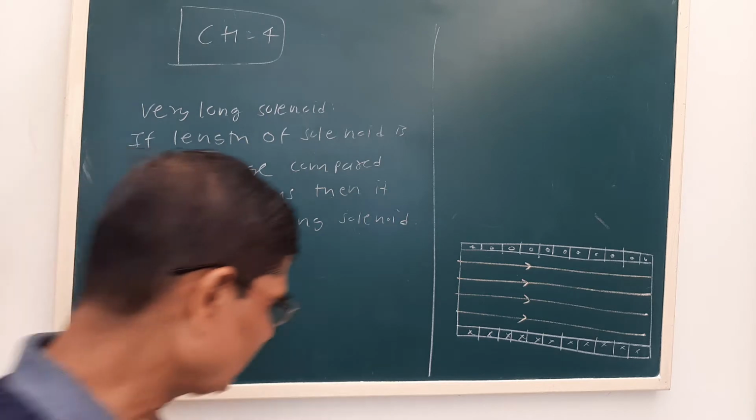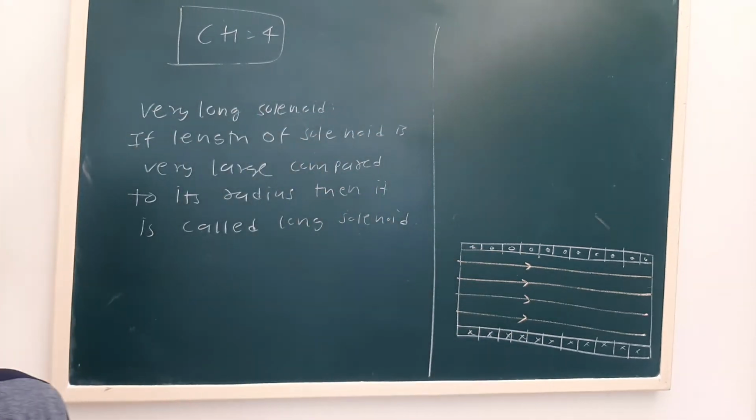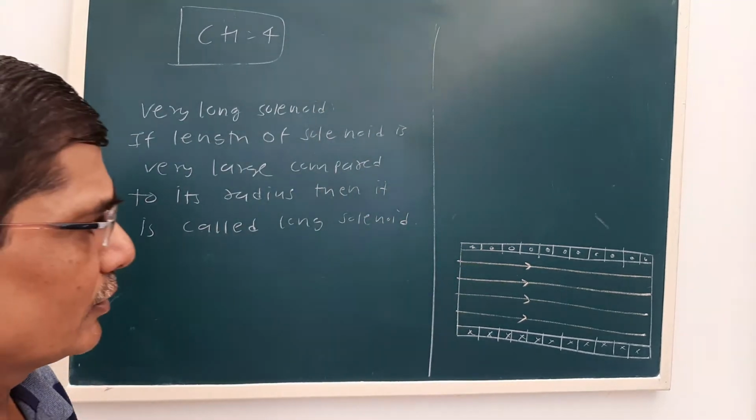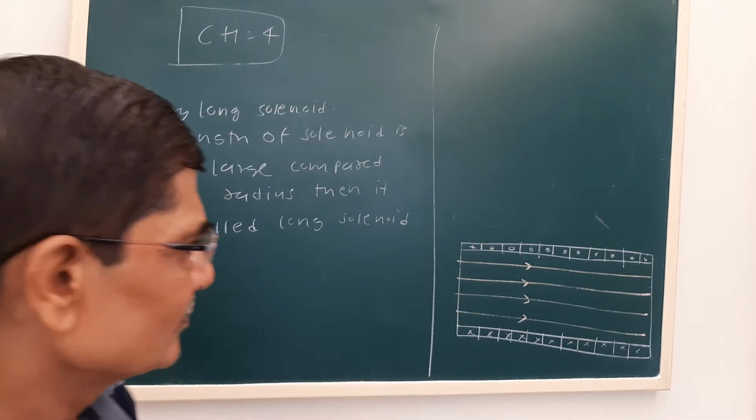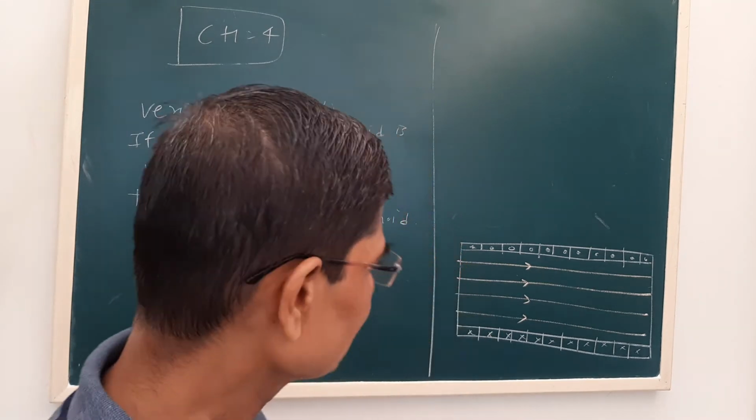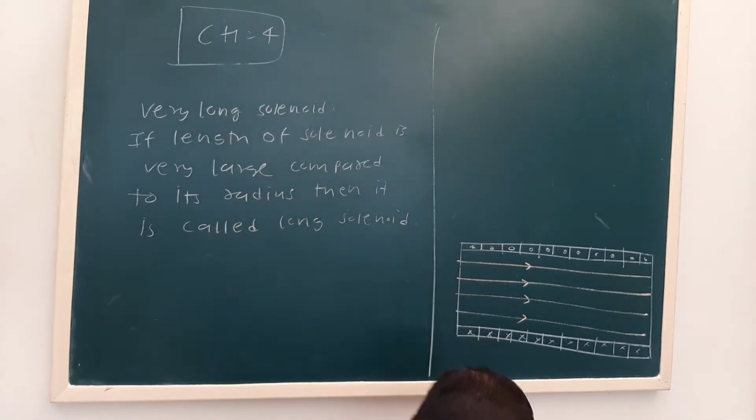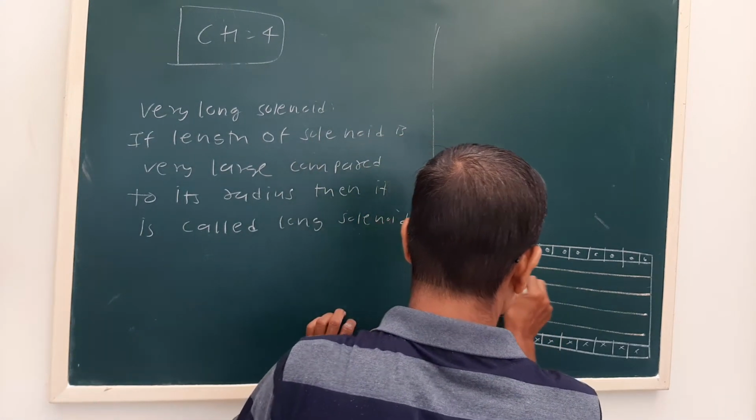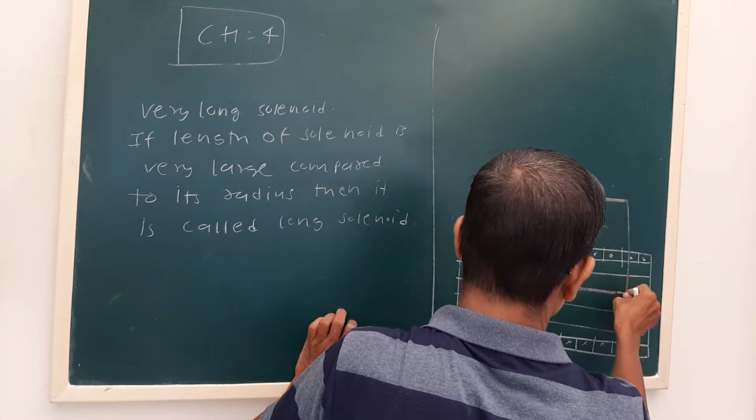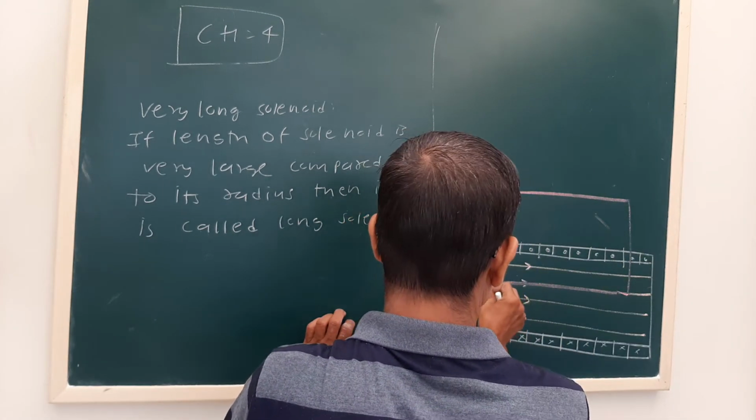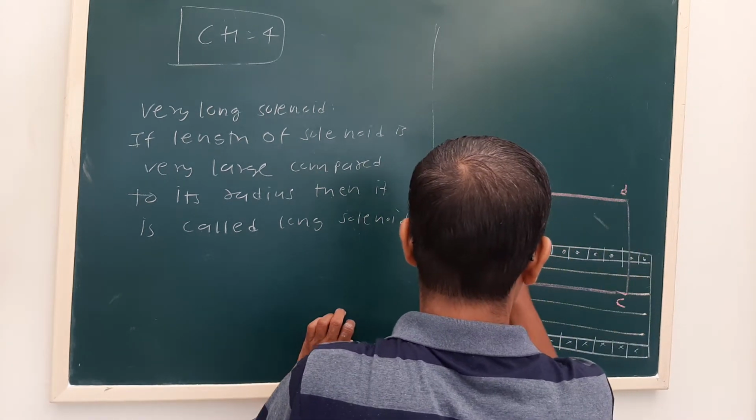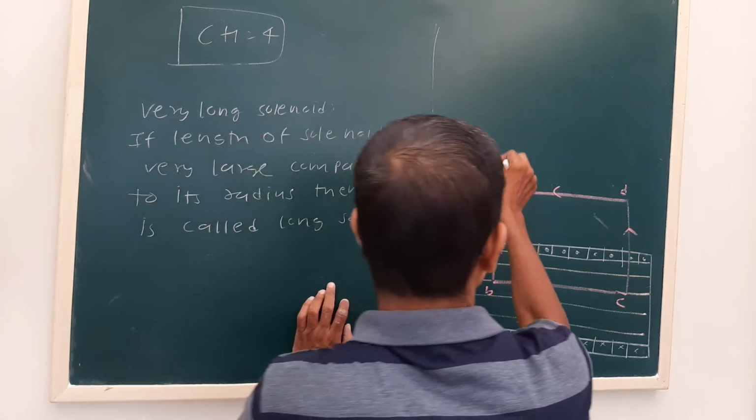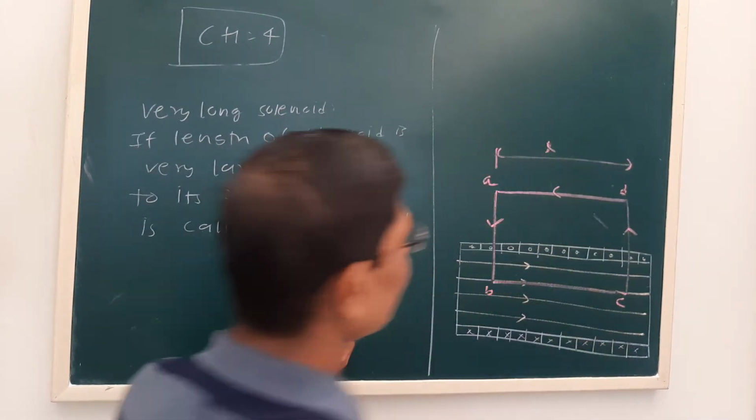Now this is a cross section of a solenoid. We have seen that inside a very long solenoid, a uniform magnetic field exists, that is, the field lines are parallel. Now we have to use Ampere's circuital law. Let us say our Amperian loop is like this. The length of the loop is L.